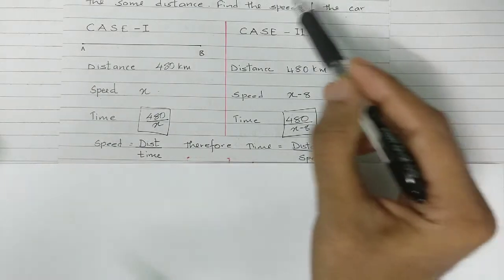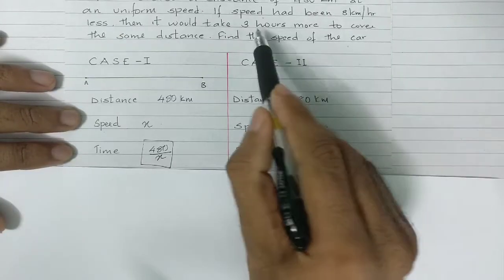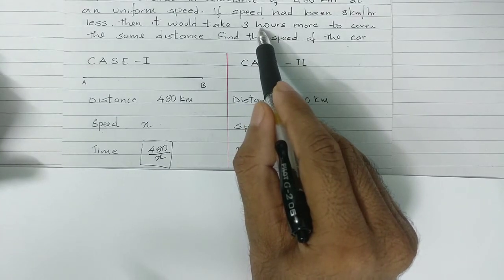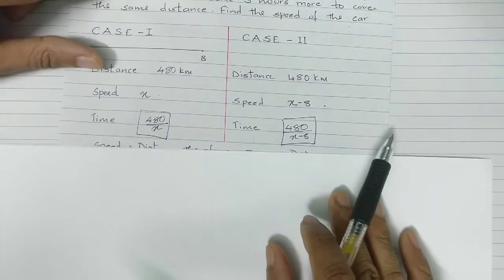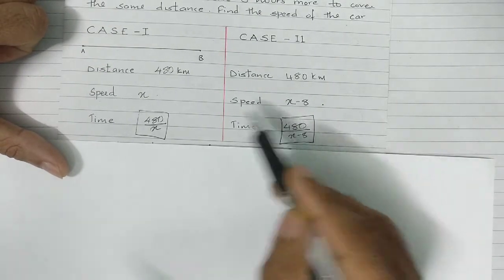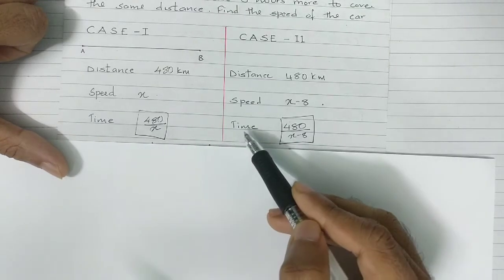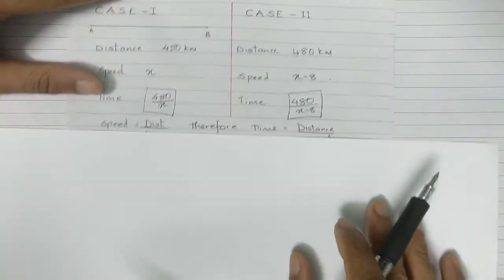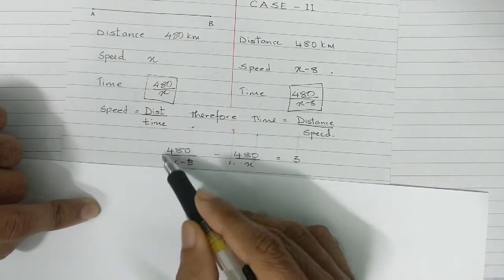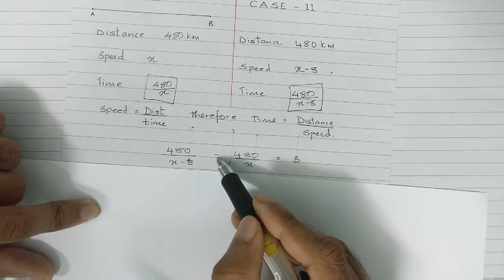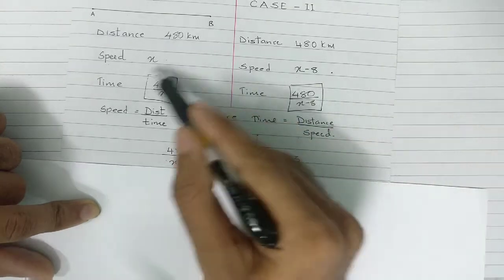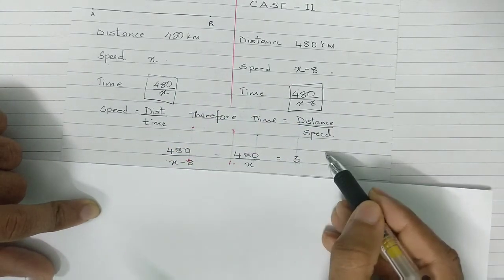So to get in this question 3 hours more, so I can consider it as a positive number, right? So I'll have to minus this time, which is more, minus this will give me a positive number. So this would become 480 upon x minus 8 minus 480 upon x. So this minus this will give me 3 hours more.